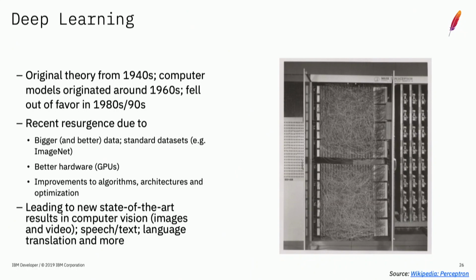ImageNet, for example, ushered in a whole new era of advances in image classification. So having large standardized data sets available for researchers, academics and corporates to use to advance the state of the art. Better hardware is a big factor, GPUs in particular. As the cost came down and the availability increased, you had more and more compute power. So you could take the same old model, which couldn't be computed before, and now you can compute it and actually get the result.